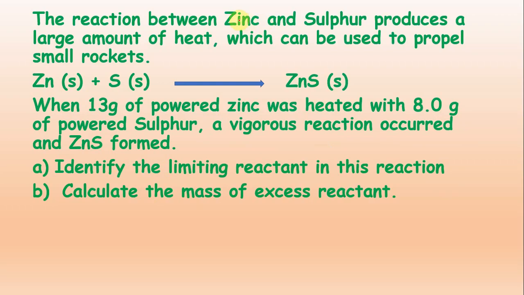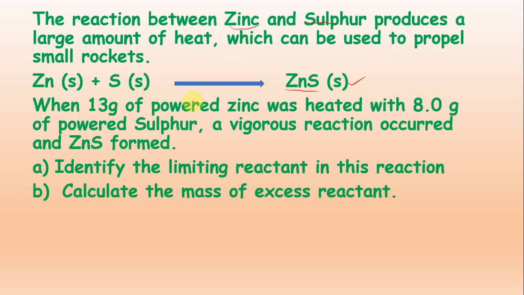The reaction between zinc and sulfur produces a large amount of heat which can be used to propel some rockets, to give the energy for the rockets to start. So this is the chemical equation: zinc and sulfur. Zinc sulfide is produced. Zinc is solid, sulfur is solid, and zinc sulfide is also in solid state.